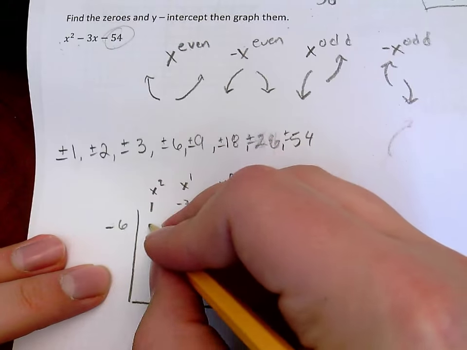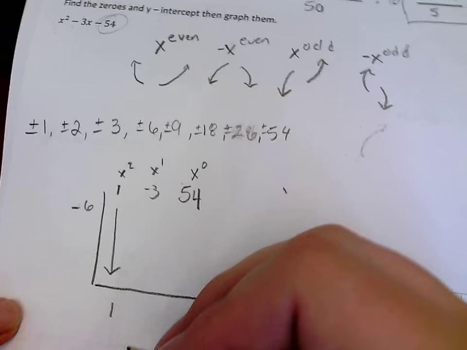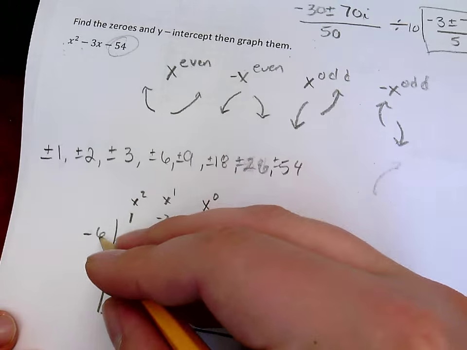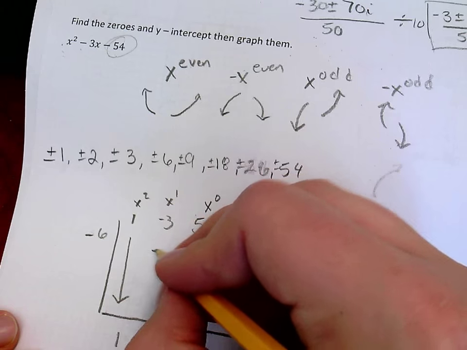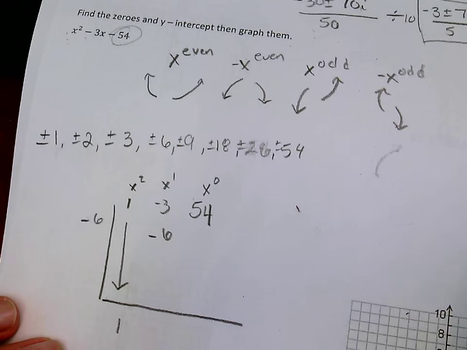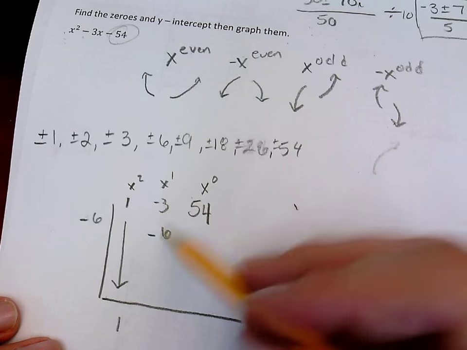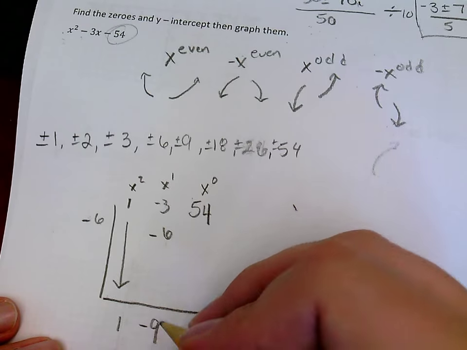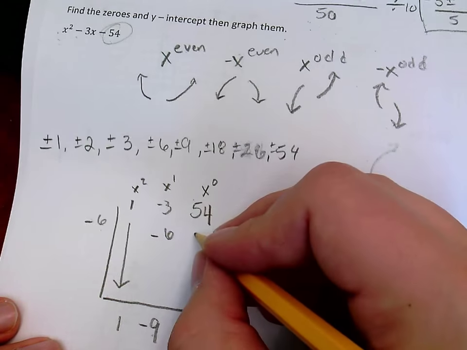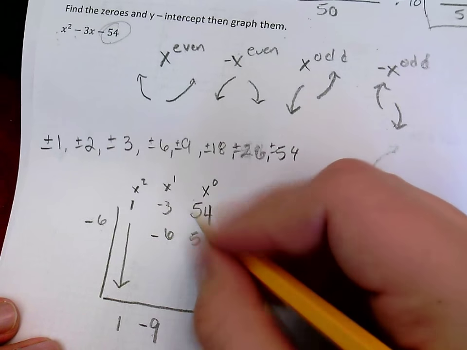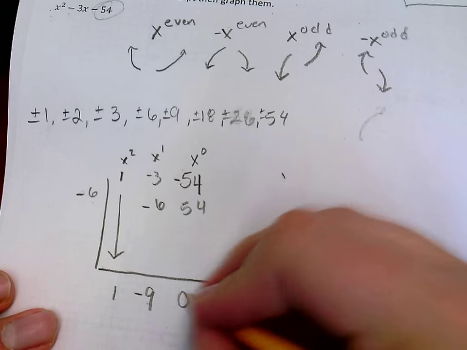So the next thing I'm going to do is I'm going to bring down this 1. Okay? I'm going to take this 1 and I'm going to multiply it by the -6. So 1 times -6 gives me -6. I'm going to put that number under the next part. Okay? Then I'm going to add these two downwards. Negative 3 plus negative 6 gives me negative 9. I'm going to take this and I'm going to multiply this. And negative 9 times negative 6 gives me a positive 54. This is technically supposed to be negative 54. And then when you add these two together, you get 0.